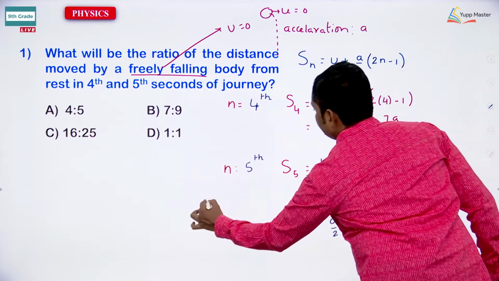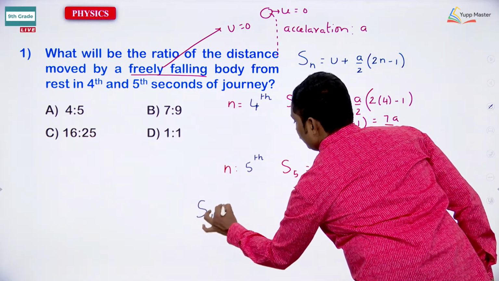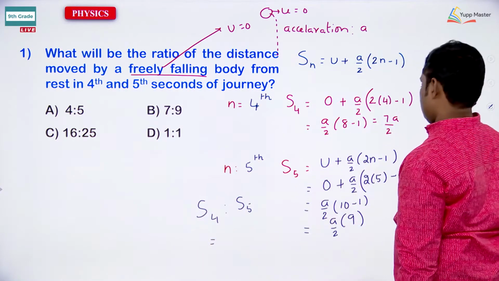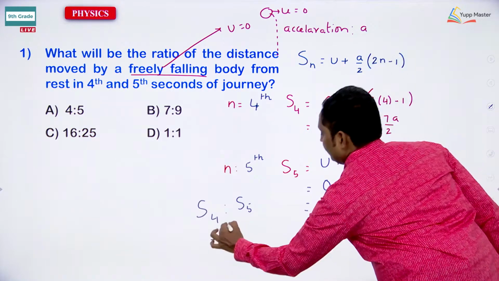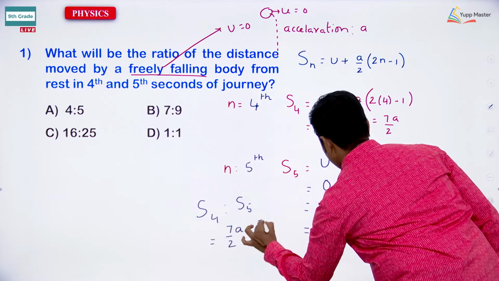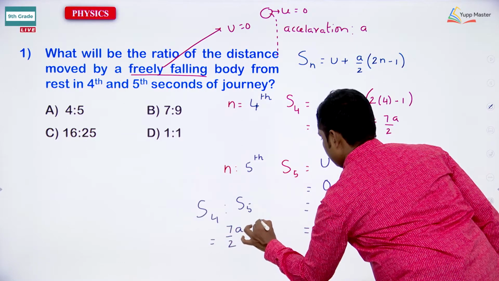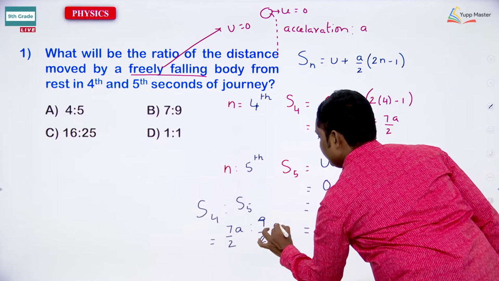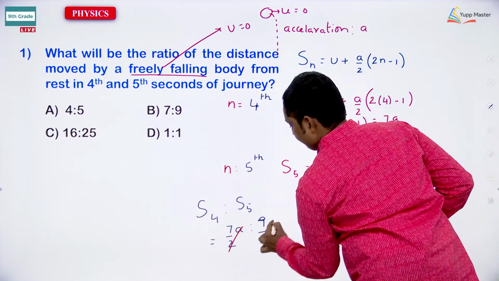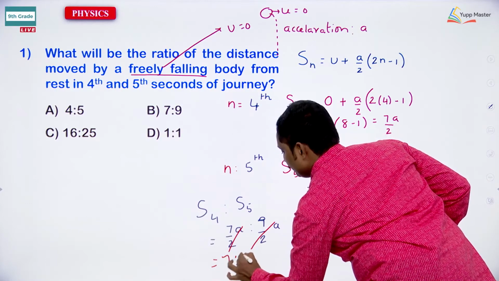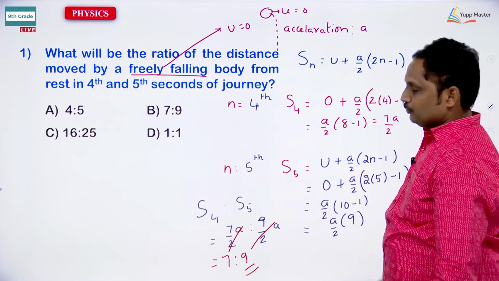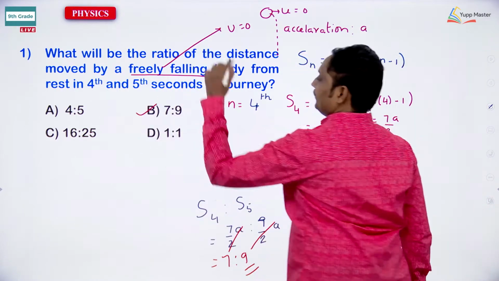Now, you will find out that S4 is to S5 is equal to 7 by 2 into a is to 9 by 2 into a. Just you have to confirm, that is 7 is to 9, easily we will find out that. So, this is a simple problem, just you can solve the answer.